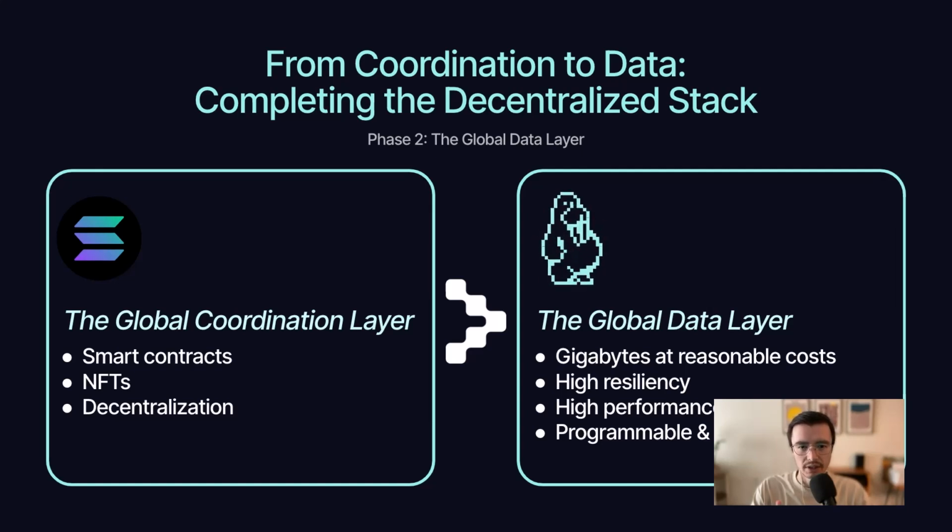The internet is full of rich media content. So long form text, images, videos, bulk application data like AI training sets. There's all kinds of data, and this data cannot live on blockchains. There needs to be a separate layer for all of this data. So we see blockchains like Solana as the global coordination layer, and we are providing the global data layer. We're providing Walrus as this global data layer, and we're making sure that it's decentralized, it's resilient, it's cost effective, and it's programmable.